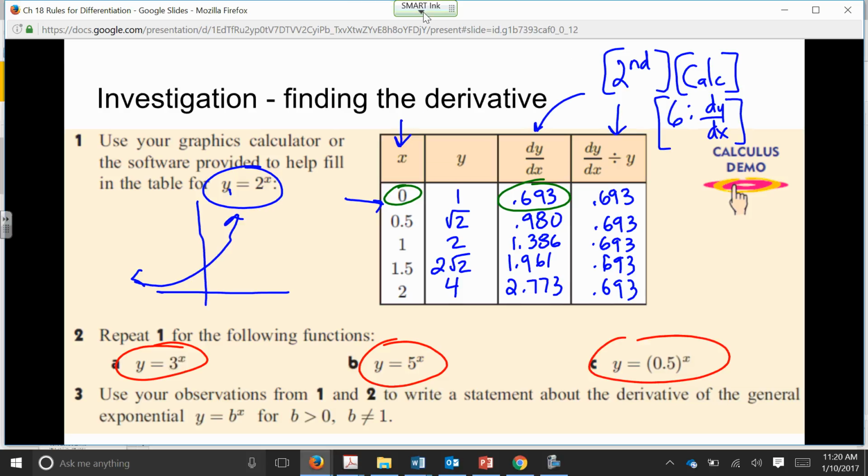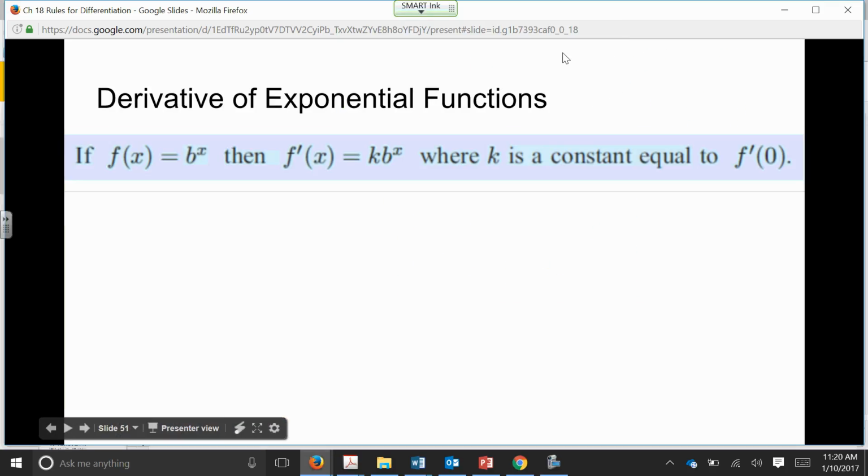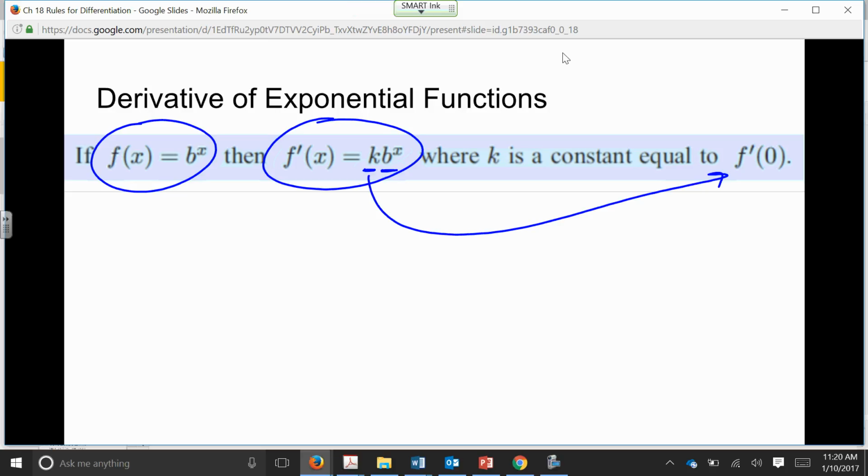But the idea, the goal of what you wanted to see, is that the derivative for an exponential growth function, if f of x equals some b to the x, then f prime of x, the derivative function, is some constant k times that original function b to the x, where k is the constant equal to f prime of 0.